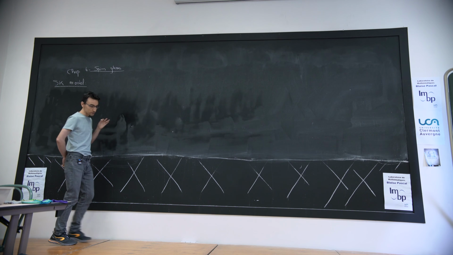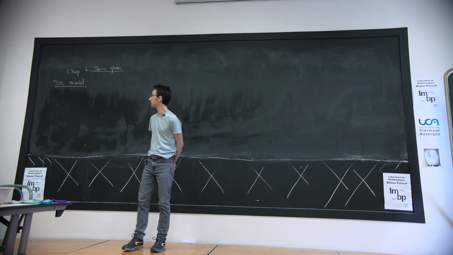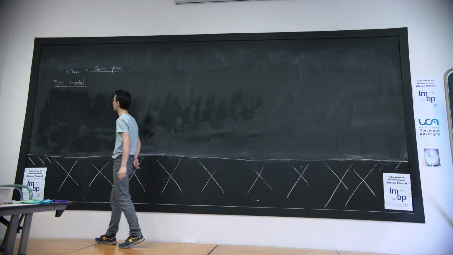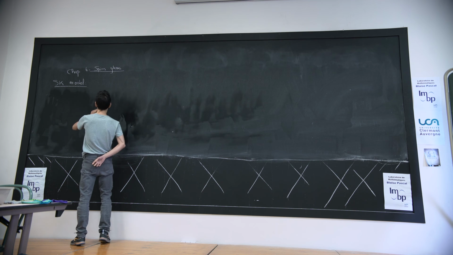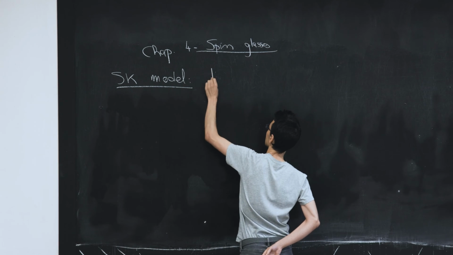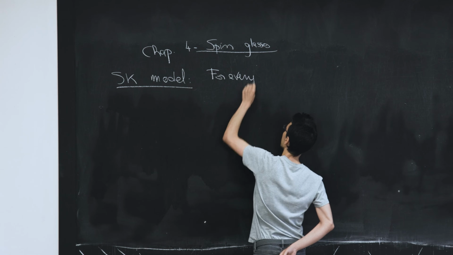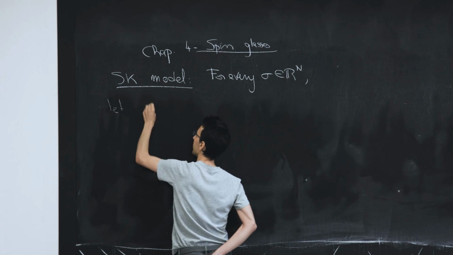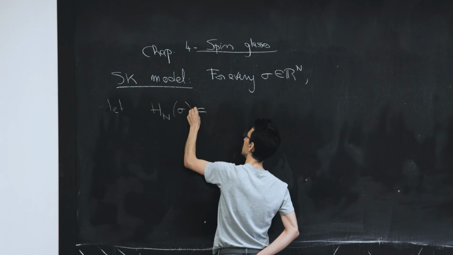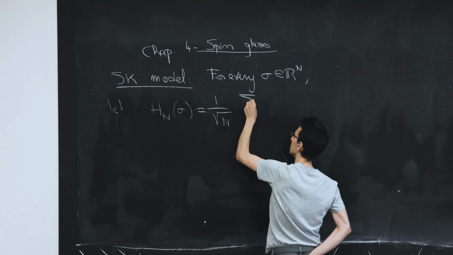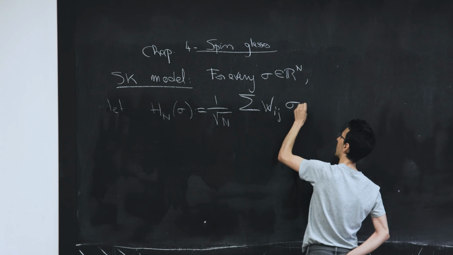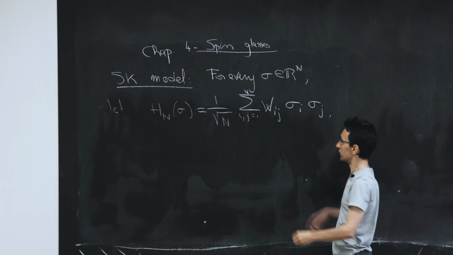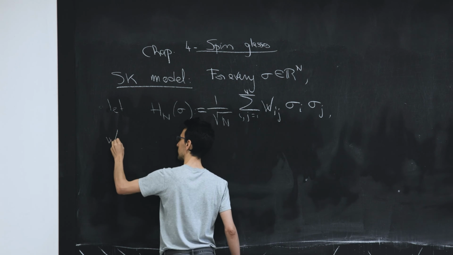The most basic model of a spin glass, for which we do know, without using PDEs, what the limit for the energy is, is the SK model. Let me remind you how this is defined. For every sigma in R^n, let us set H_n of sigma to be 1 over square root of n, sum of w_ij sigma_i sigma_j, sum over all i and j between 1 and n, where the w_ij's are independent standard Gaussians.